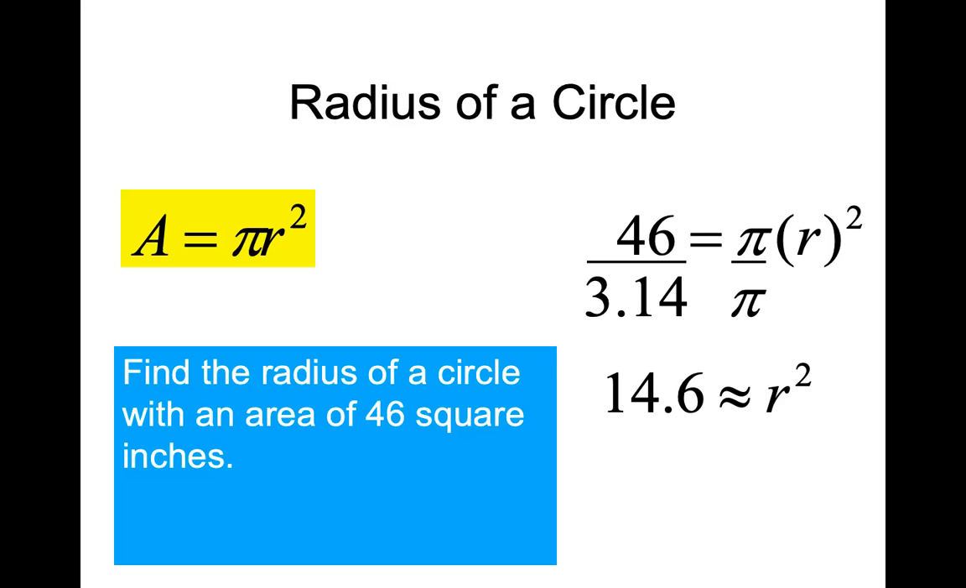Fourth time? How do we get rid of addition? Subtraction. How do we get rid of multiplication? Division. How do we get rid of squaring? We don't get rid of squaring by division. Square root. So we get rid of squaring by square root. So what do we do to both sides? Square root. Okay. You can't do this in one step on your calculator. You got to do this first.